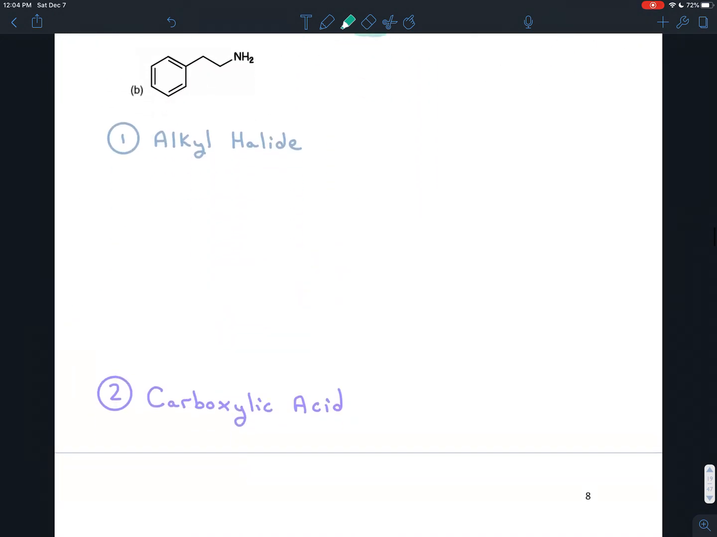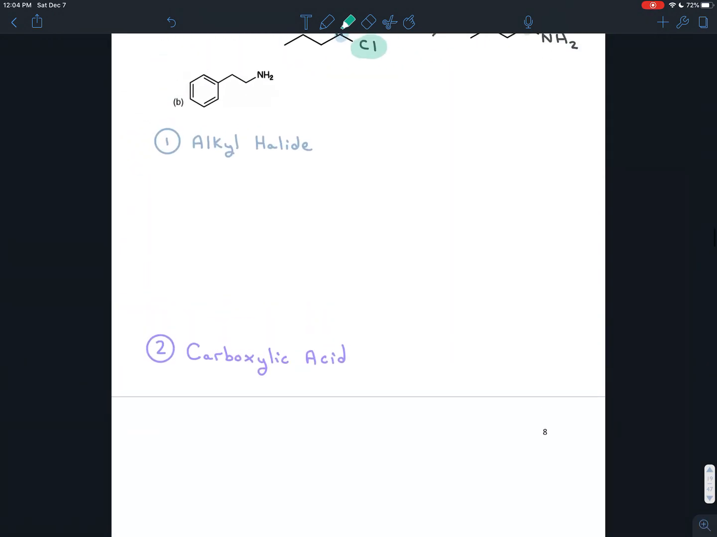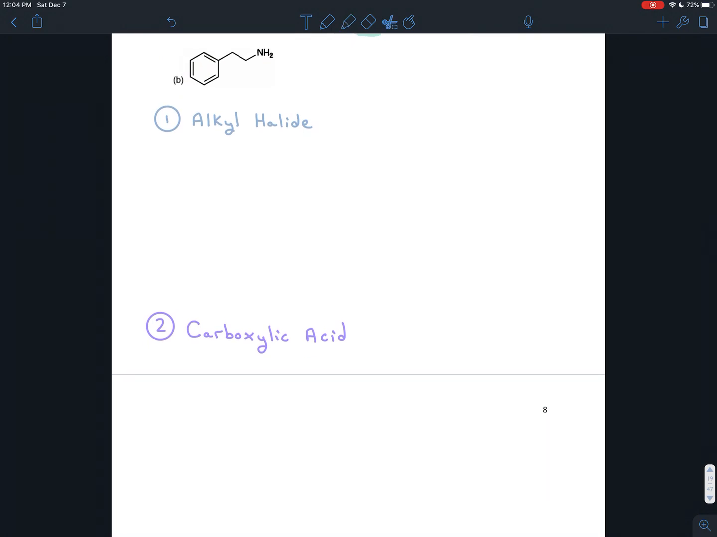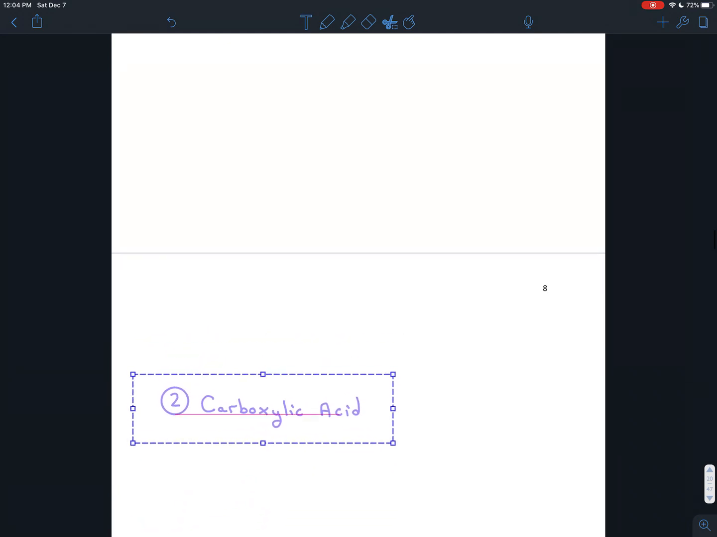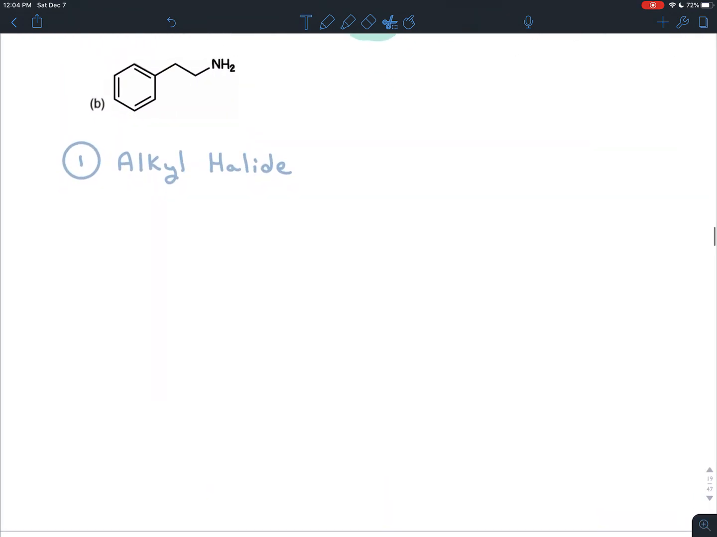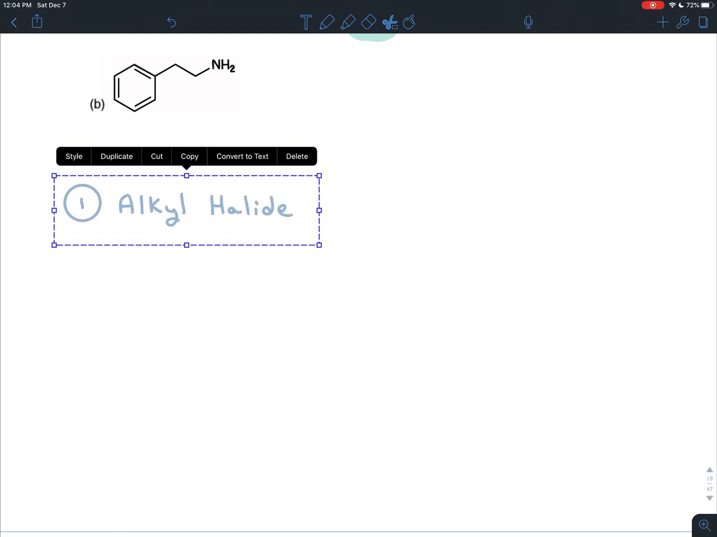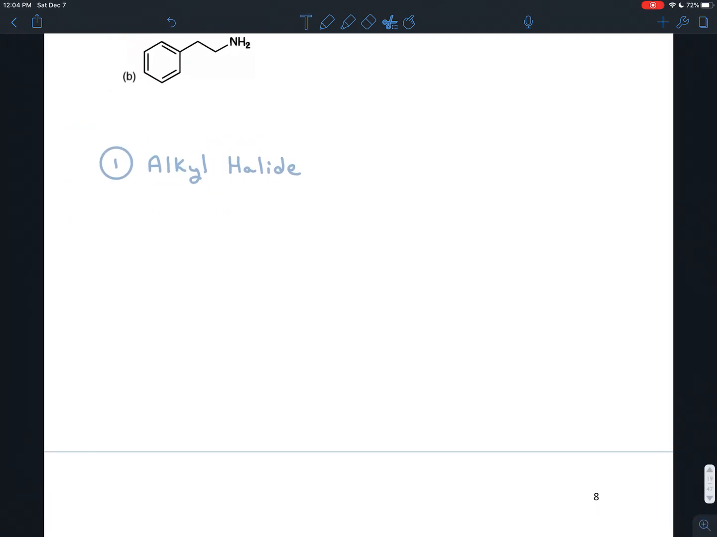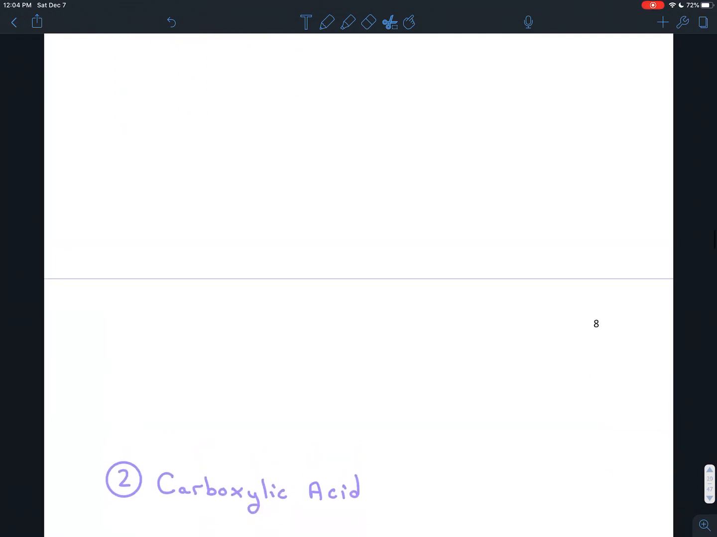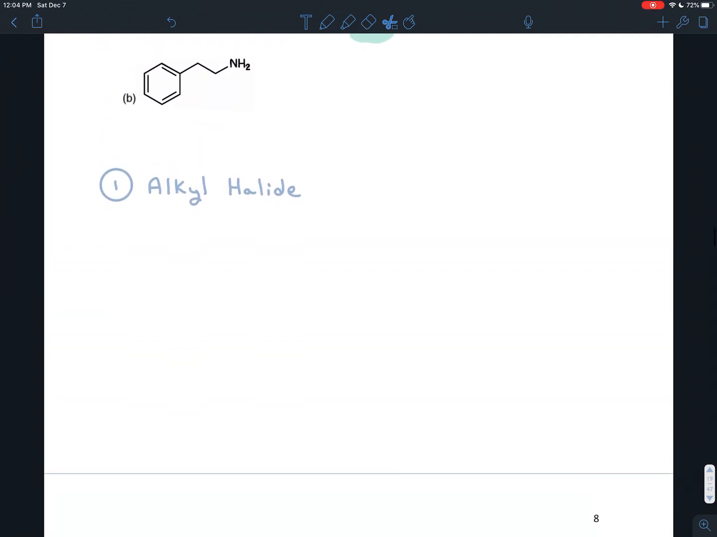Okay, let's think about those 2 methods again in this next exercise with a slightly different molecule. And I encourage you to look at this molecule, and if you even pause the video, compare this molecule with something like dopamine or adrenaline. They're not the same, but they're similar, and so you could see how you could start to make those neurotransmitters or hormones in a laboratory using these 2 methods. So first let's start out with the alkyl halide. So how can we make this from an alkyl halide?